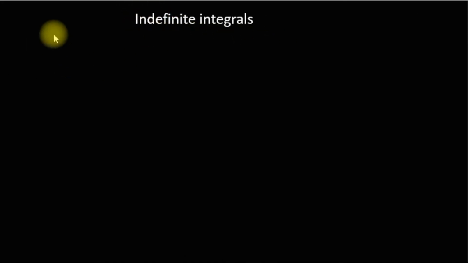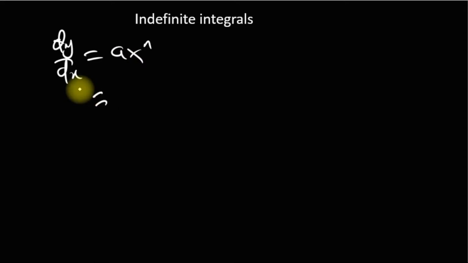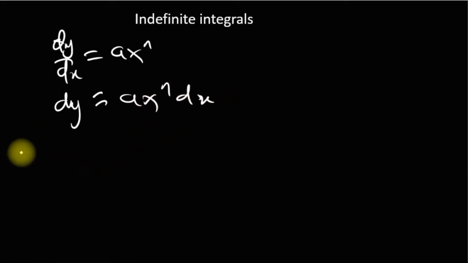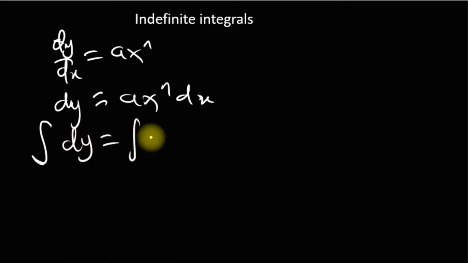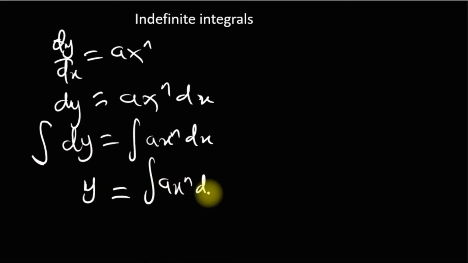Well, indefinite integral, assuming you are given a function whose derivative is given, to find the original function. So we'll cross multiply this: dy equals a x to the n dx. We now introduce what we call the integral sign. The integral sign is just an elongated S, so integral of dy. The integral of anything is that thing, so this is y. Integral of dy is y, which is integral of a x to the n dx. So this is what we call integration.